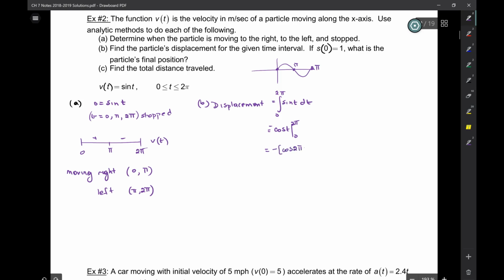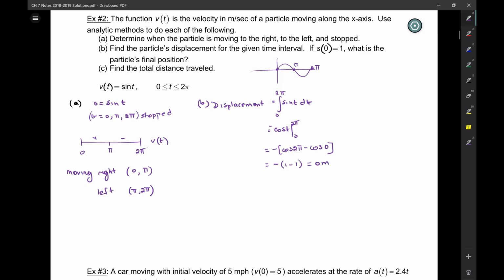Cosine of 2 pi minus cosine of 0. What's cosine of 2 pi? Tell me, is it negative 1 or positive 1? It's 1 because it goes back. So 1 minus what's cosine of 0? Also 1. So it's 0. So the displacement is 0 meters.